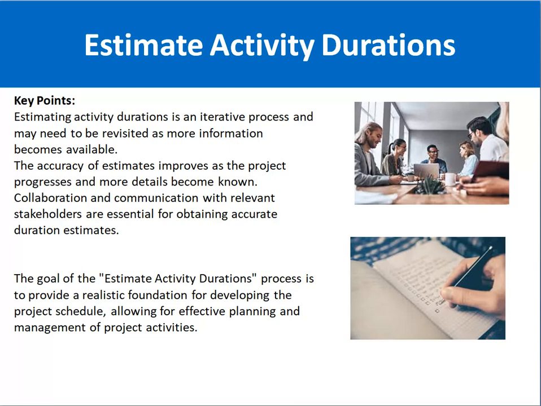Next, estimating activity duration is an iterative process and may need to be revisited as more information becomes available. The accuracy of estimates improves as the project progresses and details become known. Collaboration and communication with relevant stakeholders are essential for obtaining accurate duration estimates. The goal of the estimate activity duration process is to provide a realistic foundation for developing the project schedule, allowing for effective planning and management of project activities.